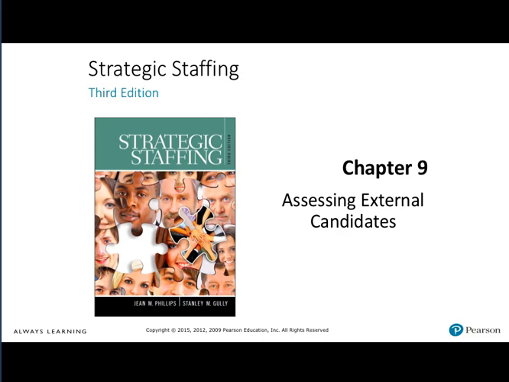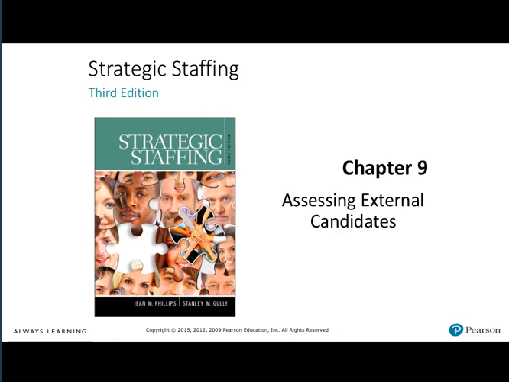We're now diving into Chapter 9, Assessing External Candidates for the staffing class. We've moved beyond how to source people, how to actively recruit them, make sure we give them good recruiting messages, that we treat them fairly in the process. Now we're getting into differentiating among the candidates to decide which candidate is going to be the best person for the job.